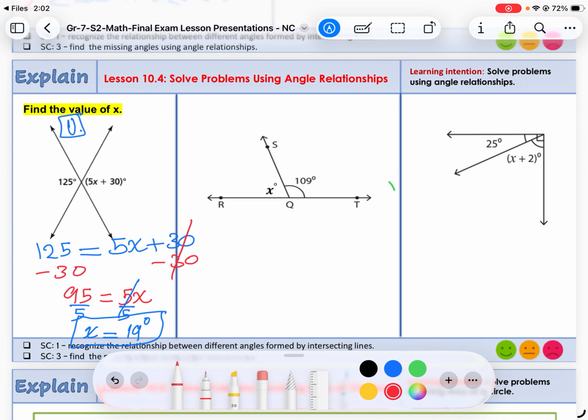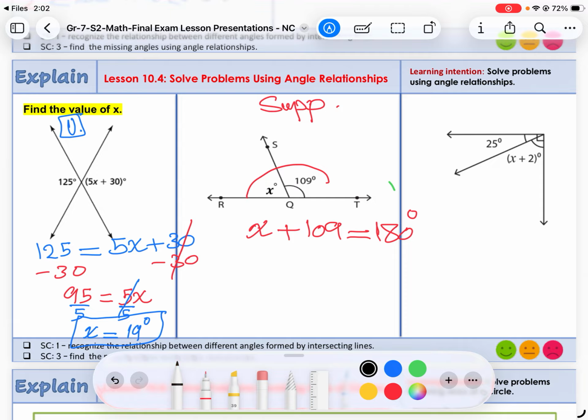Now, let's move on to the second type. As you can see, the second type, it's a very huge angle. Obviously, it's a supplementary angle. Supplementary. So what do you know about supplementary? Let's create our equation. The first angle is X. The second angle is 109. So I know if I add these two angles, I'm supposed to end up with 180 degrees.